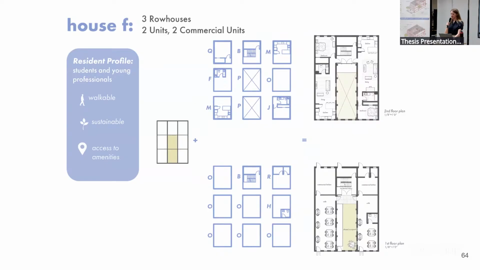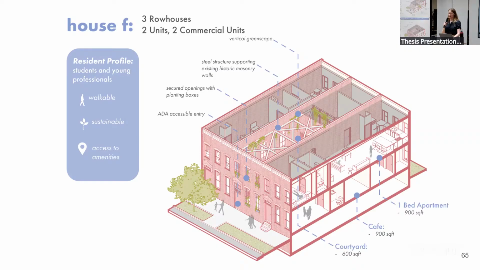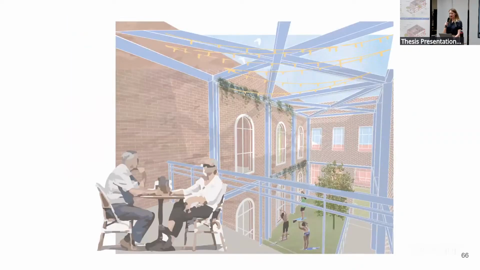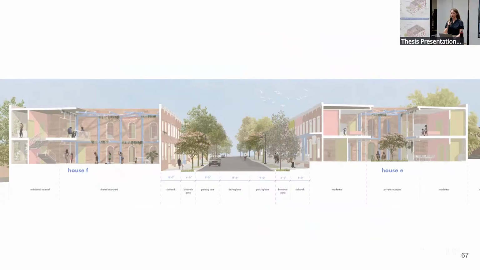And then lastly, case study house F is 3 row houses combined, and again, has the commercial units. So 2 commercial units exist on the first floor with a central shared courtyard, and then 2 1-bedroom apartments above. And again, this makes it ideal for young professionals or students who would like access to those amenities. And looking through the site, we can also see the street level interventions, which include new bioswale zones and street trees, as well as wider sidewalks.